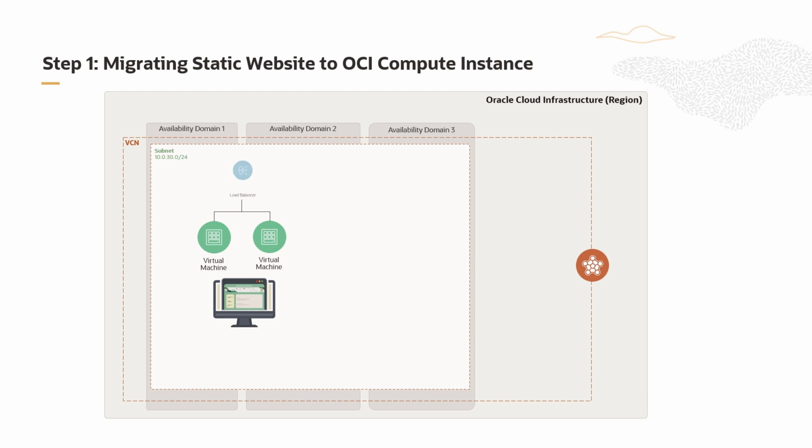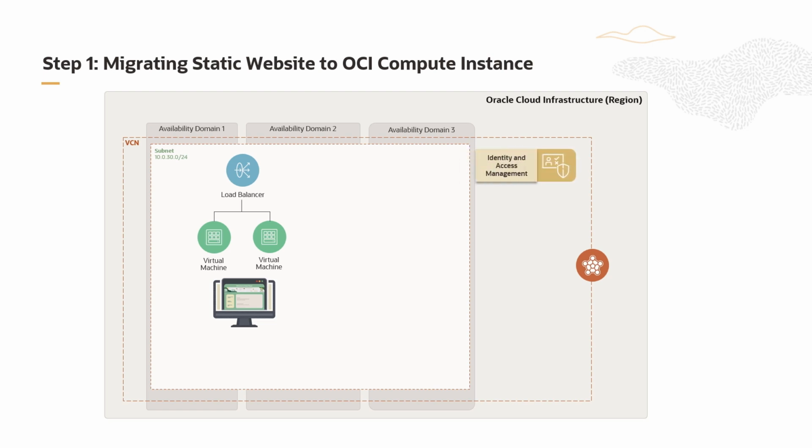Subsequently, we'll incorporate an OCI load balancer to function as the front end of the website. The OCI load balancer acts as a traffic distributor, intelligently distributing incoming requests across multiple backend VM instances hosting the static website. This ensures optimal resource utilization and enhances the website's availability and responsiveness. Additionally, the load balancer provides advanced traffic management features such as SSL termination, session persistence, and content-based routing, further enhancing the website's security and performance.